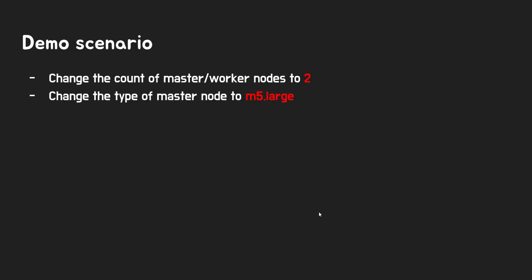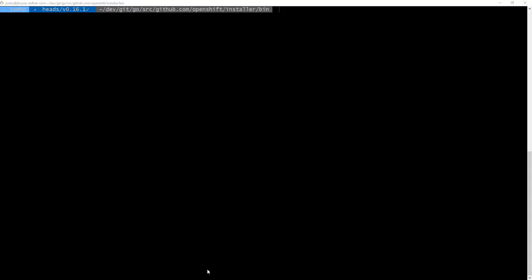Today's demo scenario is, first, I want to change the count of master and worker nodes to 2. Second, change the type of master node to M5.large. Let's do it. Here is Fedora 28.